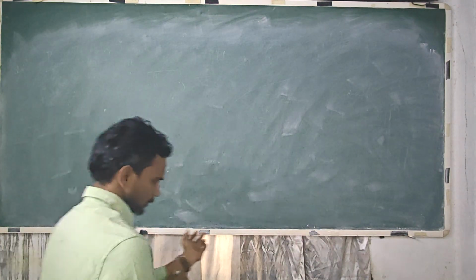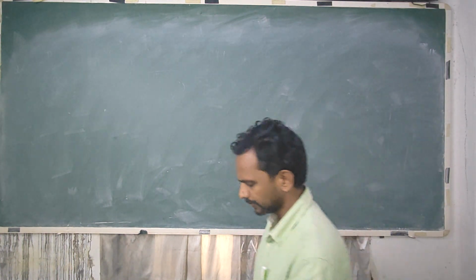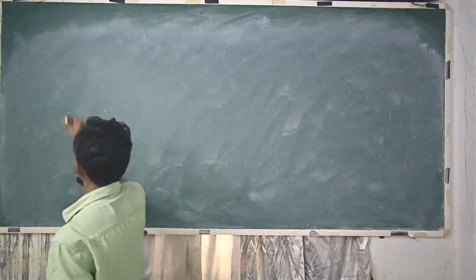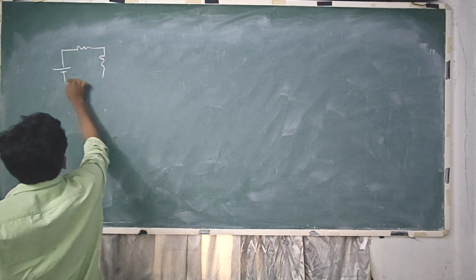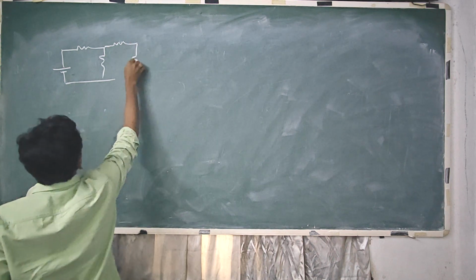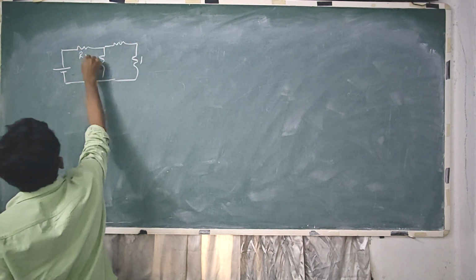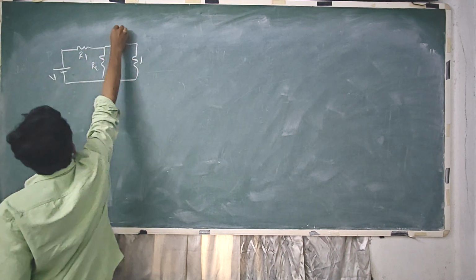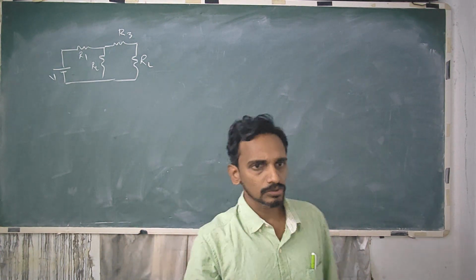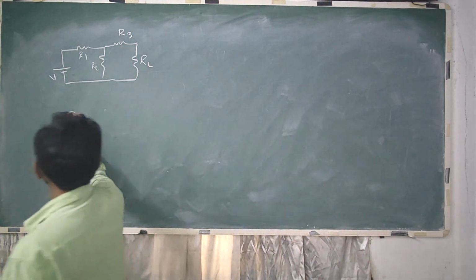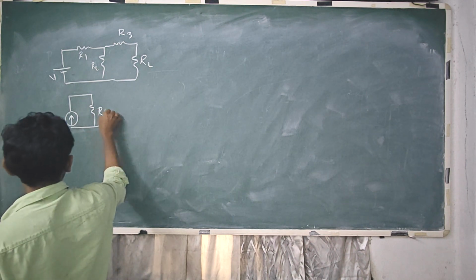Right, so the next one is Norton theorem. So here we will be reducing the circuit, any complex circuit can be reduced to a constant current source in parallel with a resistance. This can be reduced to a constant current source in parallel with the resistor.